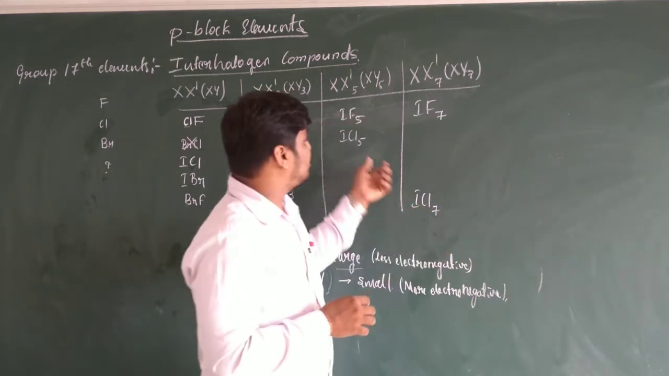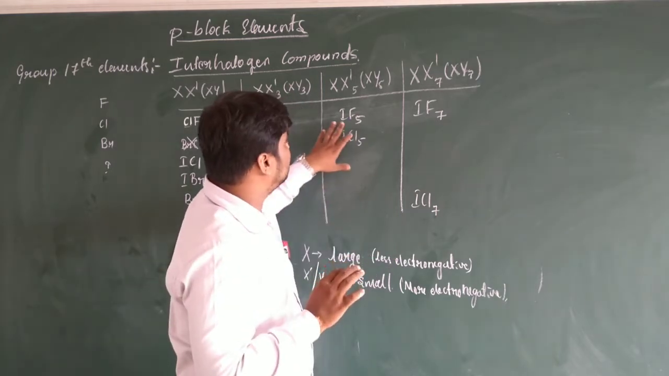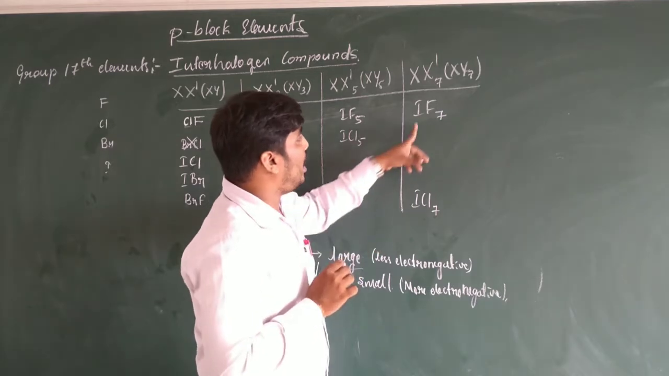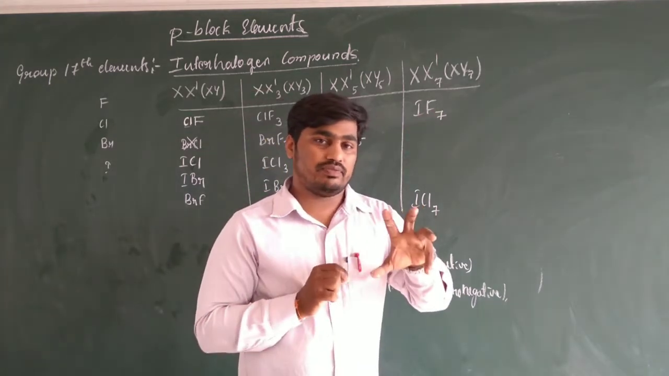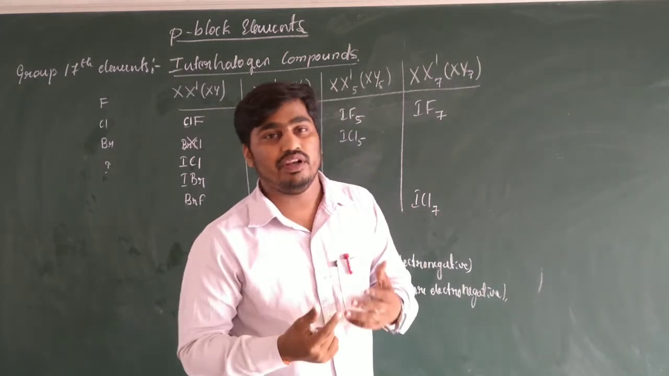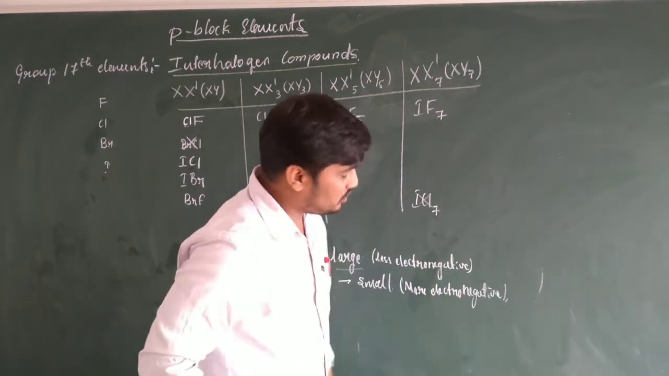Yes, ICl5 is possible. Similarly, IBr7 does not exist. IF7 exists because of the smaller size of fluorine and the bigger size of iodine. 7 fluorine atoms can easily make a bond and become a stable compound. The others are not stable, therefore they do not exist. So that is the reason.